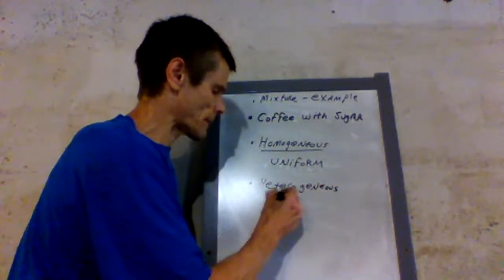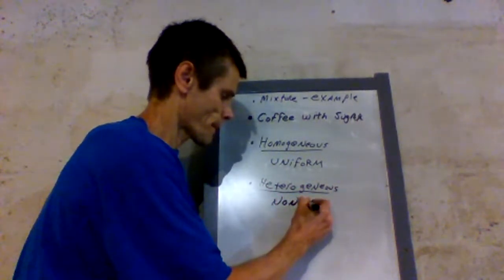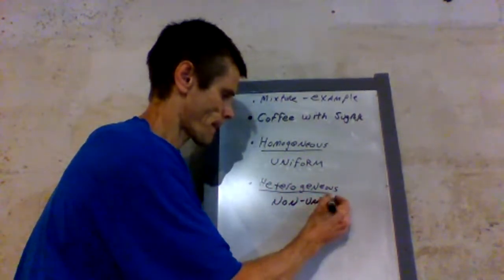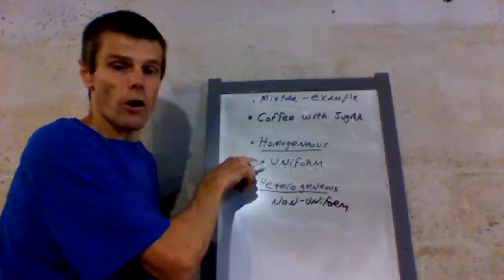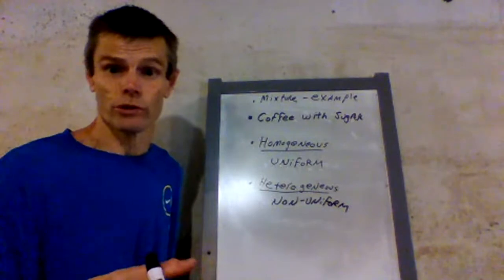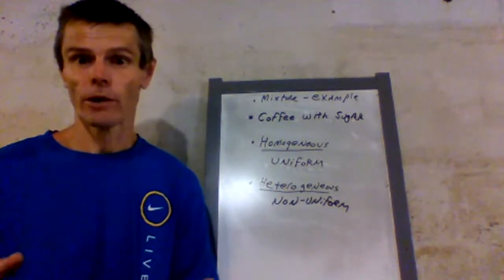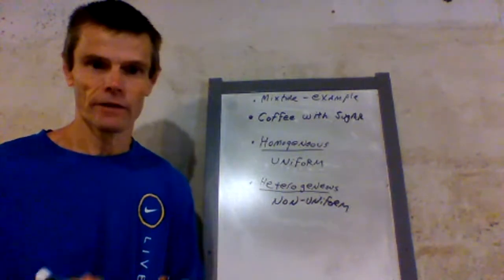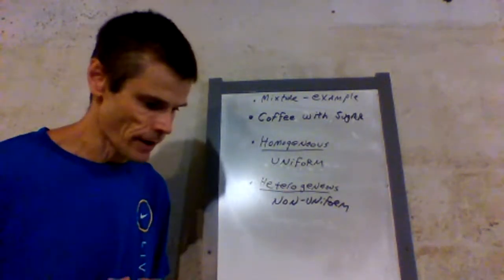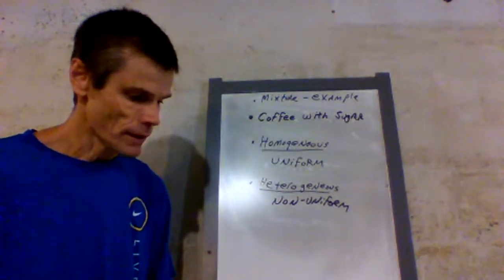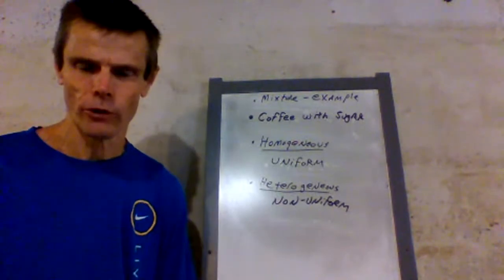Heterogeneous are going to be mixtures that are non-uniform. Later, we're going to learn that homogeneous mixtures are solutions. Heterogeneous mixtures, we're going to discuss them a little bit more in detail today to help us distinguish between these two ways we can classify matter. So let's think of some homogeneous mixtures we might be familiar with.